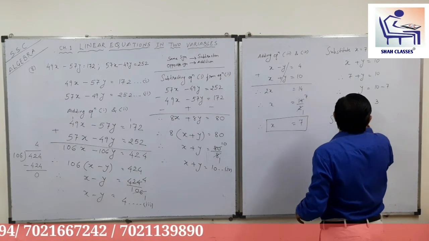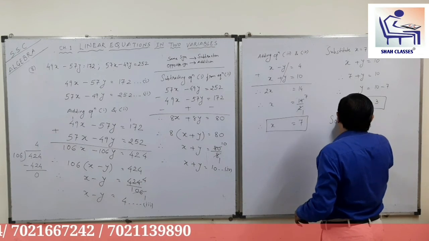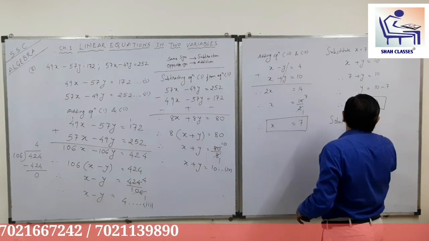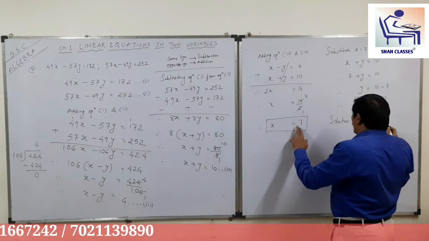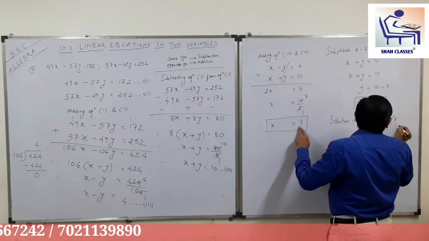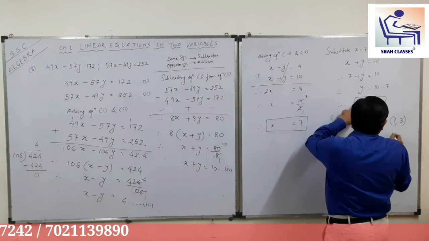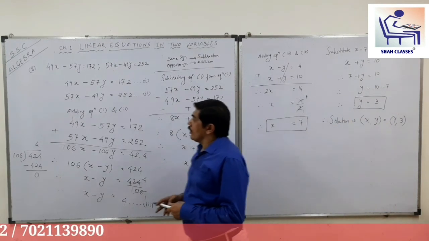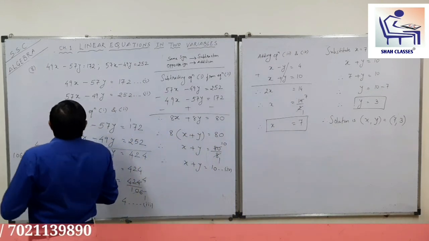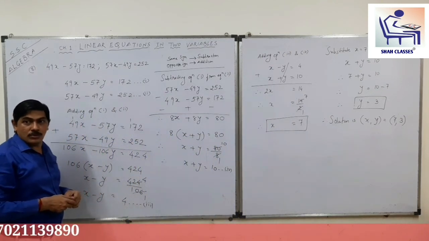Now the final solution. What is the value of x? 7. Value of y is 3. So this is your final solution. I hope it is clear now. But once again I want to explain you.